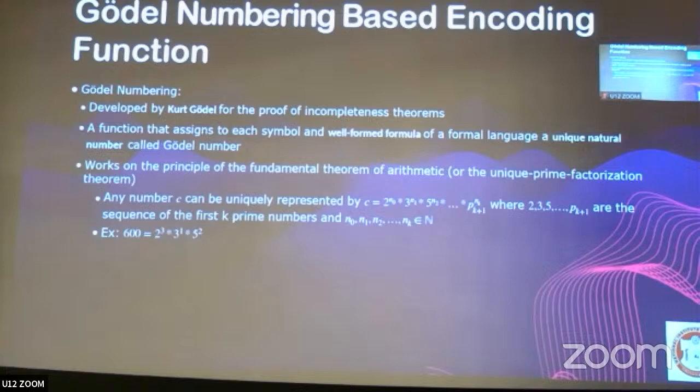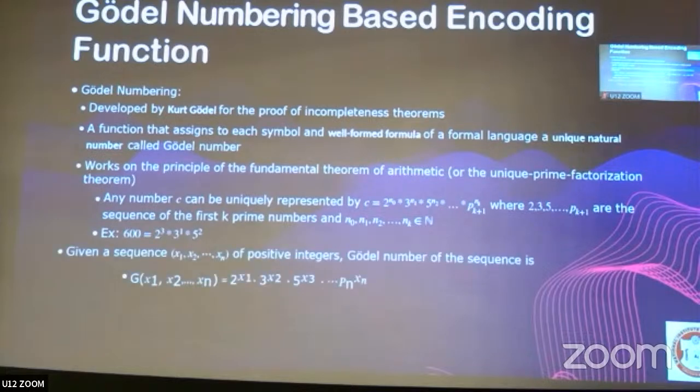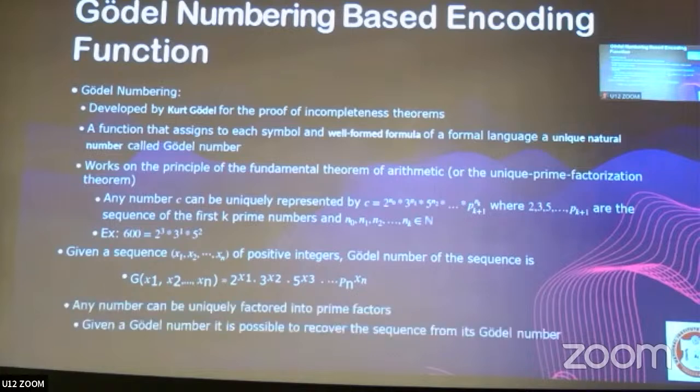Now, how do we use it for any sequence of numbers? Suppose we are given a sequence of integers like x1 to xn. Now, the Gödel number corresponding to this will be 2 to the power of x1, into 3 to the power of x2, and so on. So by using this scheme, you can derive back the sequence of integers given also. This is the beauty of the Gödel numbering scheme.